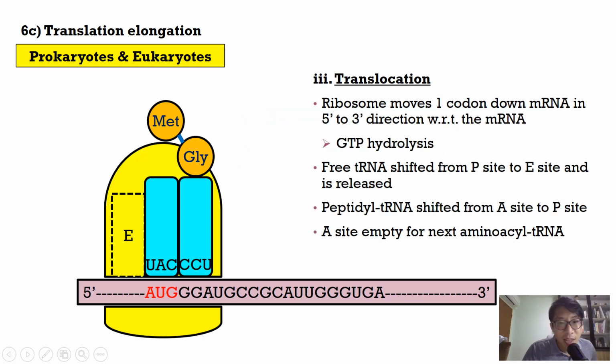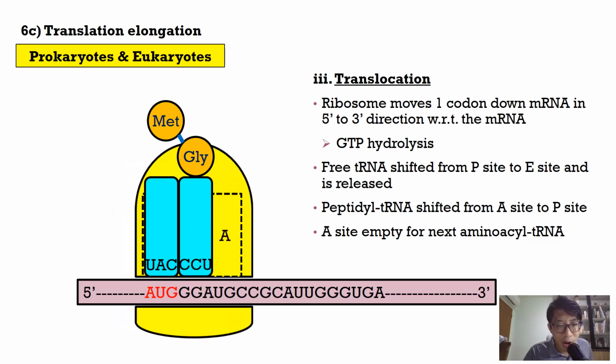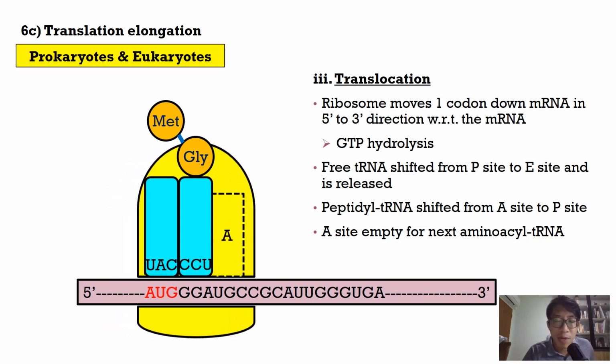All right. Next is the translocation of the ribosome, which requires energy from GTP, right? So the ribosome would move along the mRNA in the 5' to 3' direction with respect to the mRNA. Now the free tRNA, at first in the P site, is shifted to the E site, and it will exit the complex. The tRNA carrying the dipeptide, at first at the A site, is now at the P site, and the A site is empty for the next amino acid tRNA to bind.